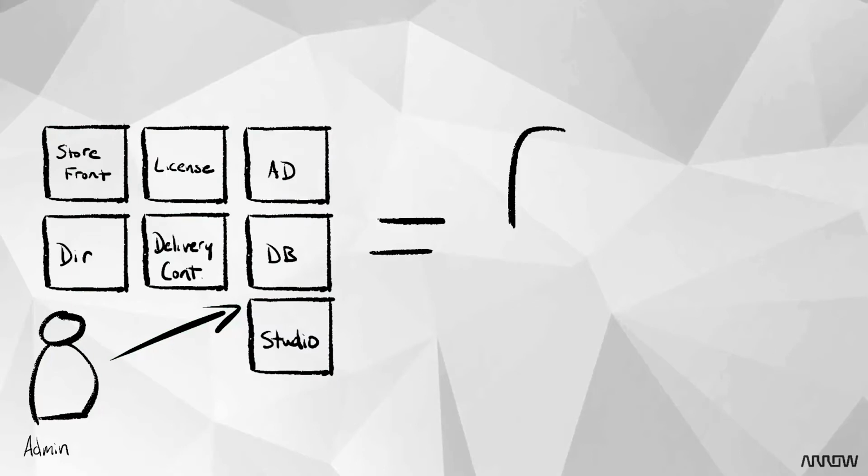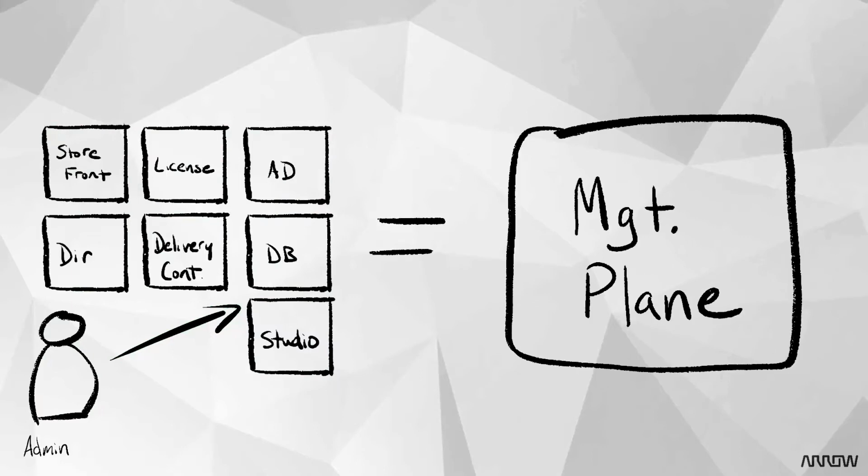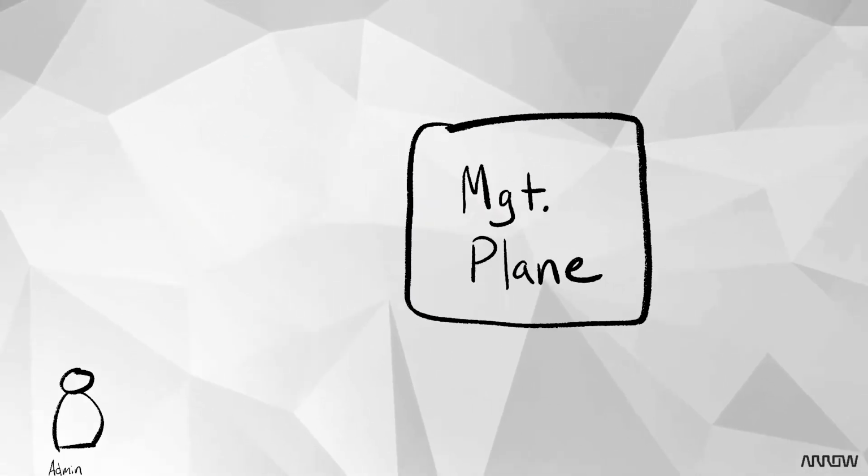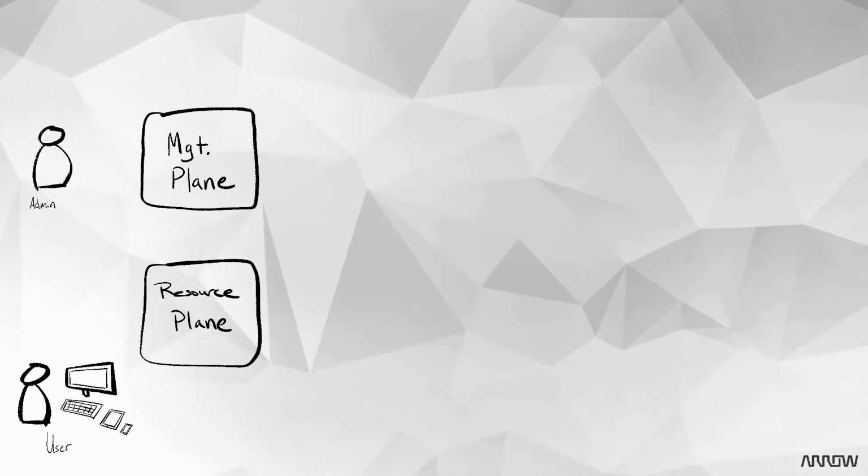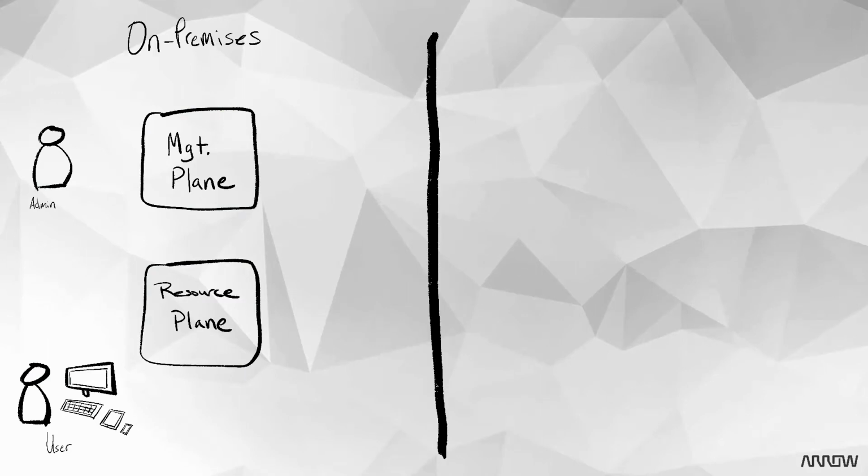So we're kind of separating these pieces really into the management plane where the admin connects to and manages resources, and the other component where the user actually accesses these components. And this will really help us to understand not only traditional on-premises XenDesktop, XenApp workspace environments, but when we start to talk about Citrix as a service, what that really means.